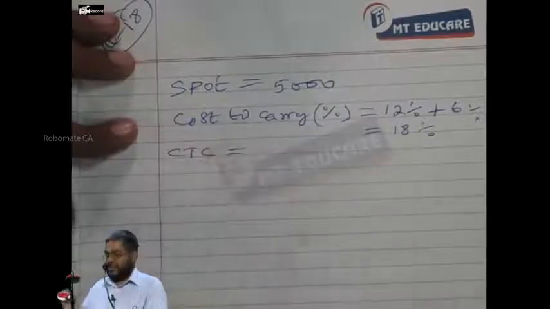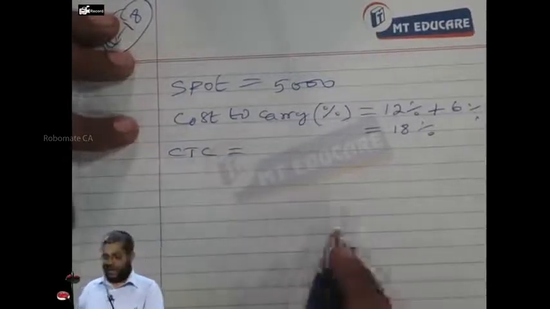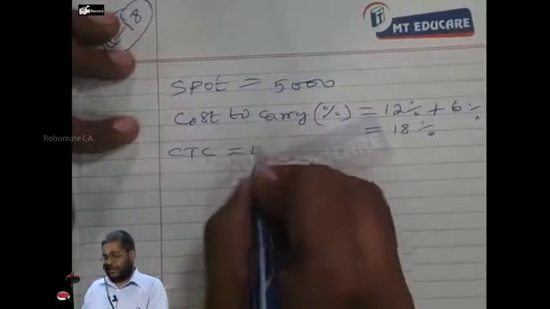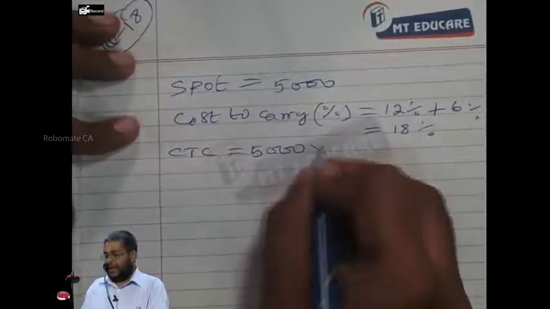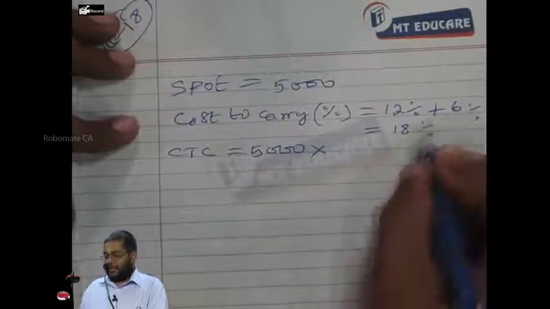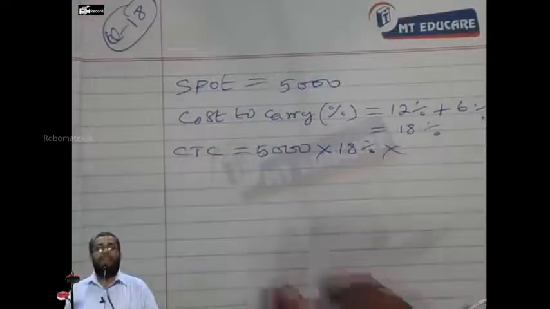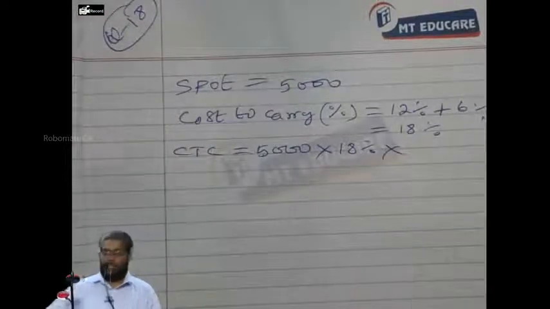Cost to carry is equal to CTC, which means cost to carry. I write it as an abbreviation in the classroom. What is the spot price? 5,000. On this 5,000, how much do I spend as cost? 18%. I am carrying for less than 1 year.